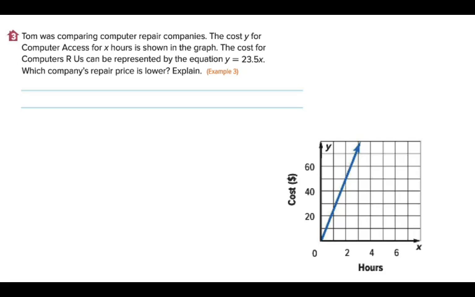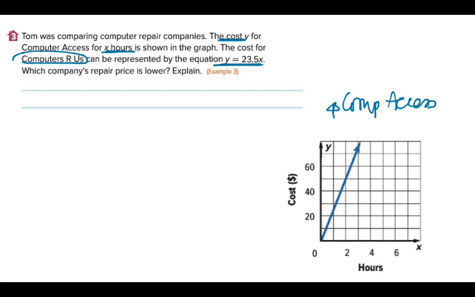Number 3, Tom was comparing computer repair companies. The cost y for Computer Access for x hours is shown in the graph. Okay, so this is the company Computer Access. The cost for Computers R Us can be represented by the equation 23.5x. Which company's price is lower?